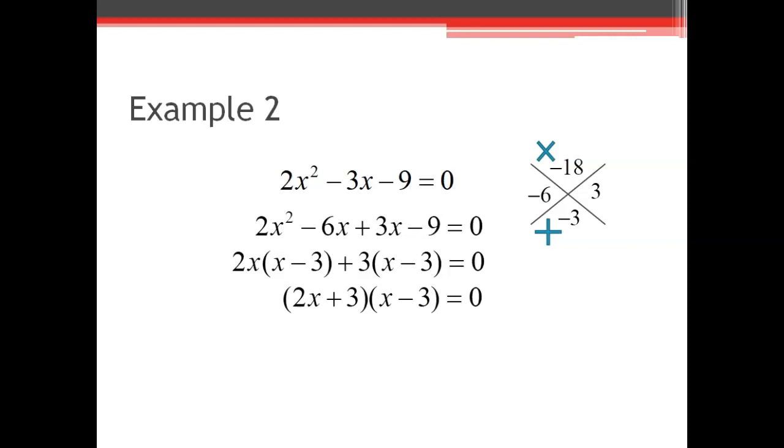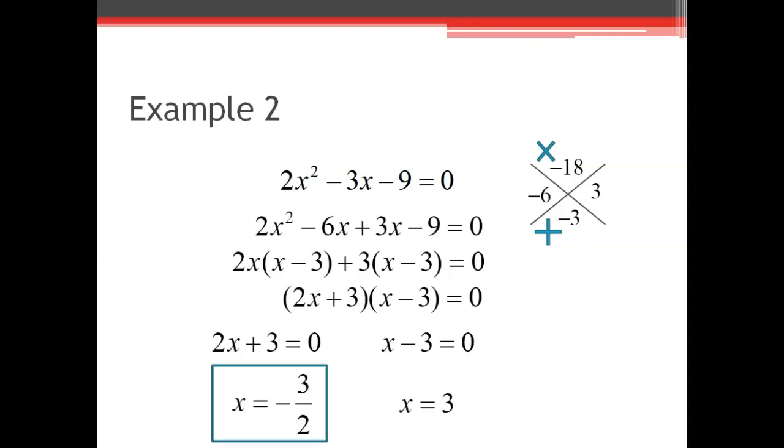Now we're ready to set each of those factors equal to 0 and solve. So 2x plus 3 equals 0, and x minus 3 equals 0, and solve. We have x equals negative 3 halves from the first equation, and x equals 3 in the second equation. So those are the 2 answers for this example.